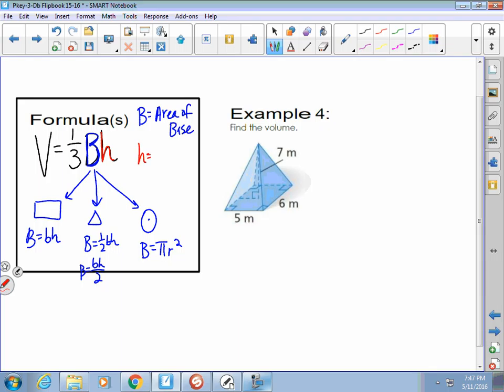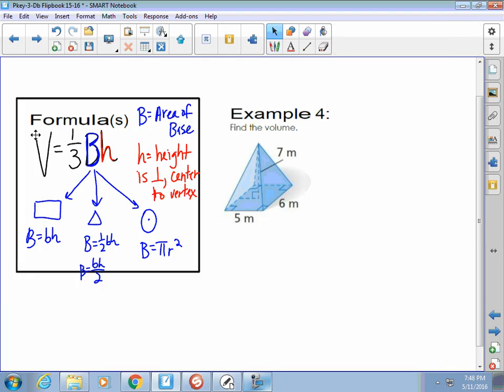Now, your height in a pyramid is perpendicular. So it should go from the center to the vertex, to the very tip of the pyramid or the cone. All right, so we're going to do some examples, going through the steps to find the volume of a pyramid and cone.